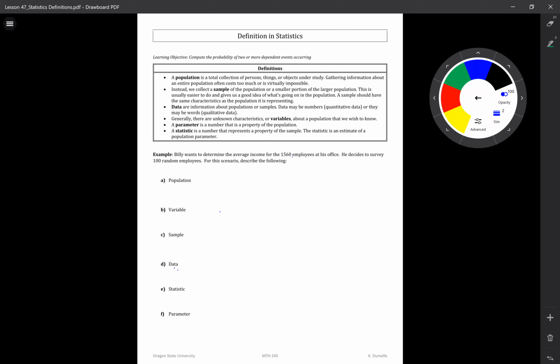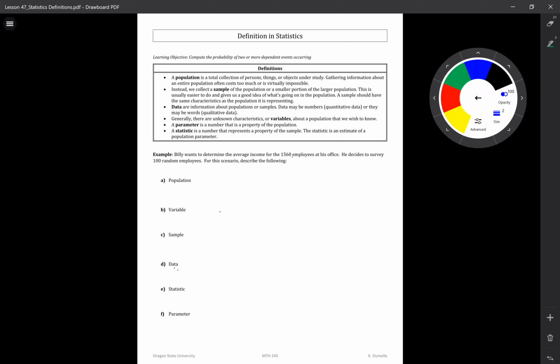Our definitions are here in this box. The first one is a population. A population is a total collection of persons, things, or objects under study. Gathering information about an entire population often costs too much money or is virtually impossible. So, for example, right now the census is out, since it's 2020. It's really, really challenging and very expensive to get census data from every single person in the United States. Statisticians kind of have to go back through and fill in the blanks and estimate certain populations in certain areas because it is really hard to get everybody to respond to the census.